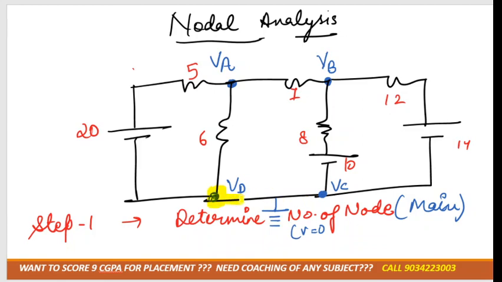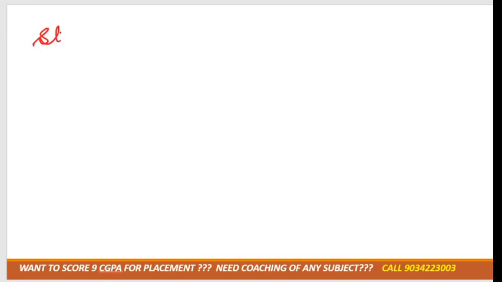As you can see, there is no element connected between D and C, correct? So the potential at VD would be equal to the potential at VC, right? VD must be equal to VC, so this node would be grounded. So at VD the potential is 0, and at VC the potential is also 0. Clear? Now step number 1 is done. Next let's move to step number 2.